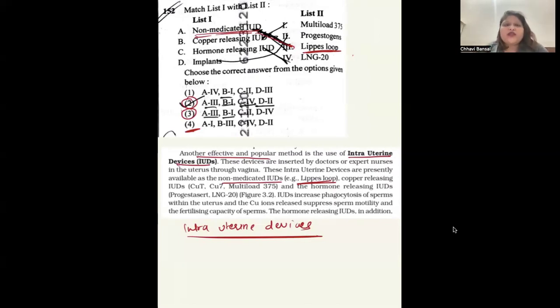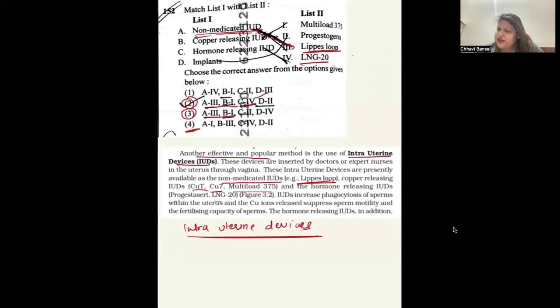Right? These copper ions, what are they going to do? They will increase the phagocytosis as well, and they will also prevent the fertilization. Now, for copper releasing IUDs, we have examples of Multiload 375, Copper T and Copper 7. So means for B, option 1 is correct. Still, both options stand correct. Fine. Next, hormone releasing IUDs means progestasert, LNG-20. We have LNG-20 means for C, option 4 is correct.